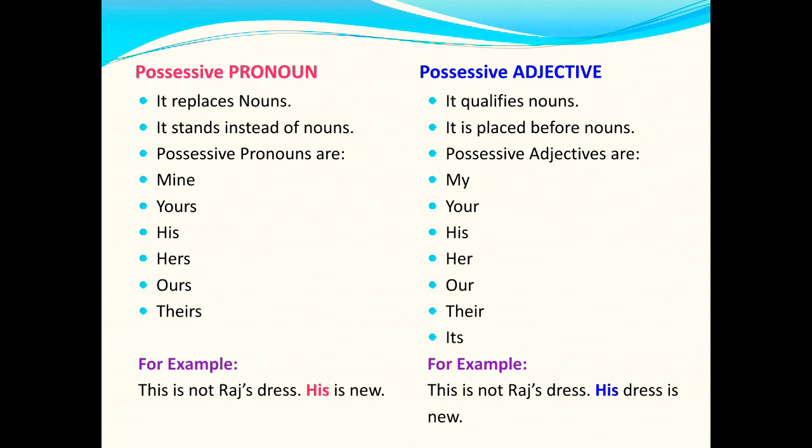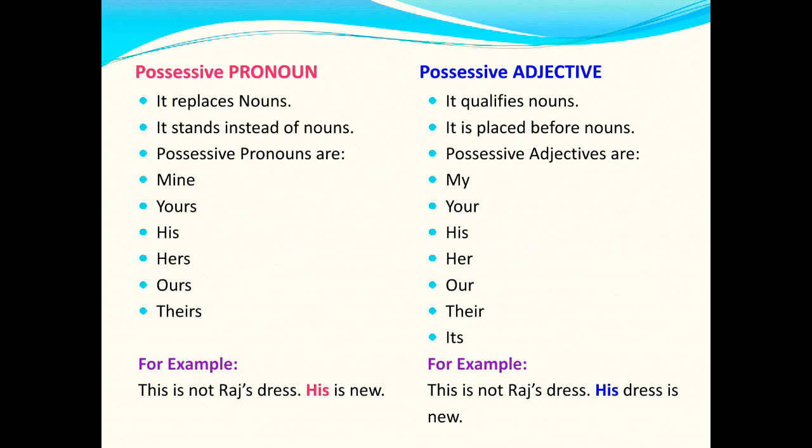Now look at the example of possessive pronoun. This is not Raj's dress. His is new. We can see that here in place of Raj's dress, we have used the pronoun his, and it replaces a noun. So here the word his is a possessive pronoun.